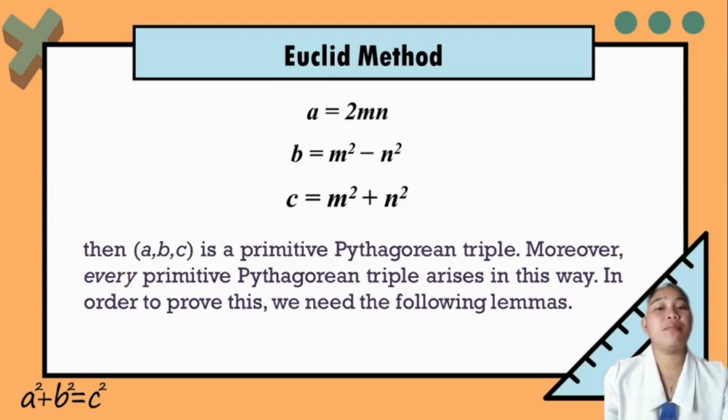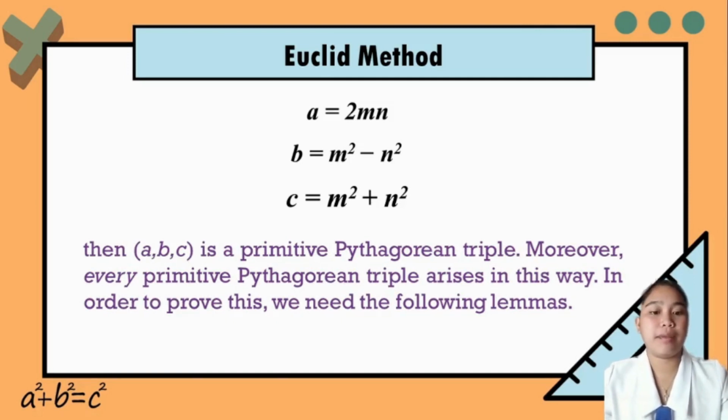Again, a primitive Pythagorean triple is one whose three numbers are relatively prime. Moreover, every primitive Pythagorean triple arises in this way. In order to prove this, we need the following lemmas. So, the following lemmas will be discussed by our next reporter.